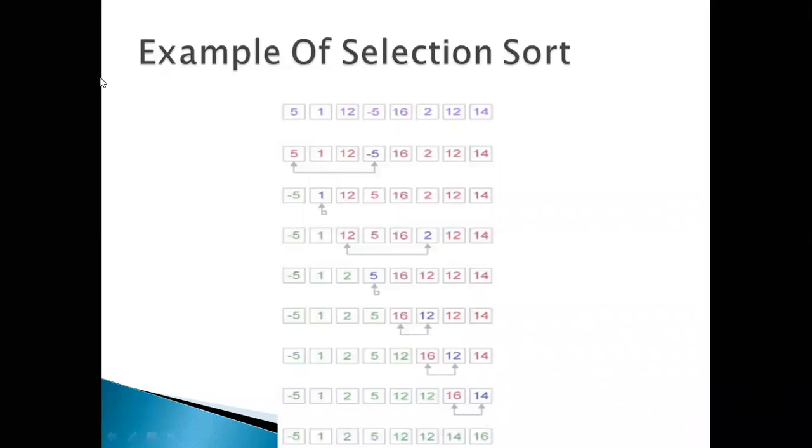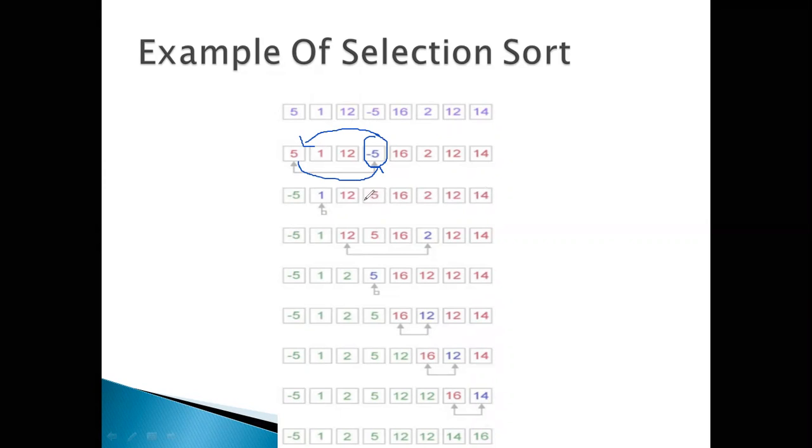So here is an example of selection sort. Here we have an array 5, 1, 12, minus 5, 16, 2, 12 and 14. Then we find that this minus 5 is the smallest element. So in the first round, we swap this minus 5 with the plus 5. This is represented here in the figure. So what we will get is minus 5, 1, 12, 5, 16, 2, 12, 14.